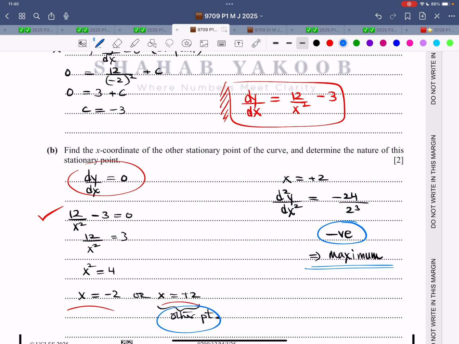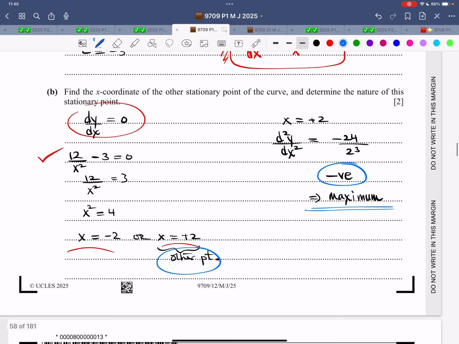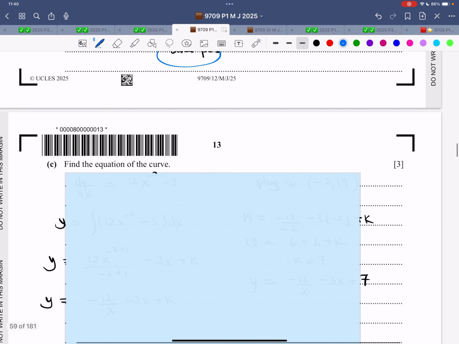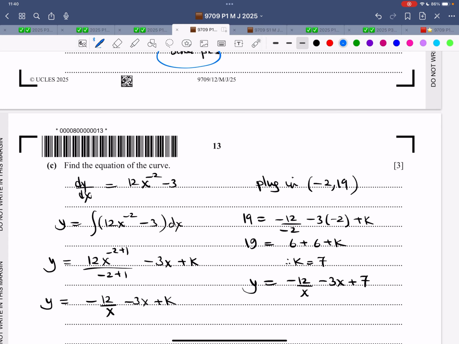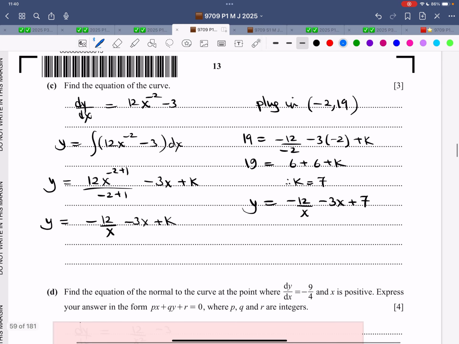And of course they cannot ask you for the y coordinate. Why? Because we haven't found the equation of the curve as yet. Now maybe this is the one. Yes, there it is. So now they're asking for the equation of the curve. So that is what dy by dx was given.